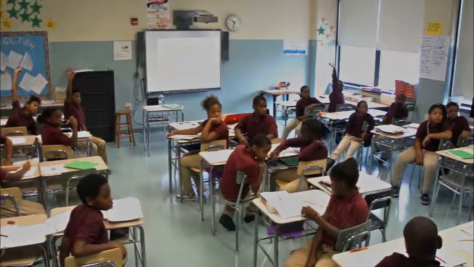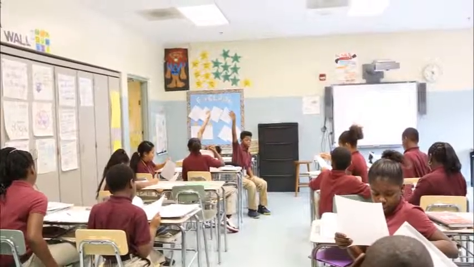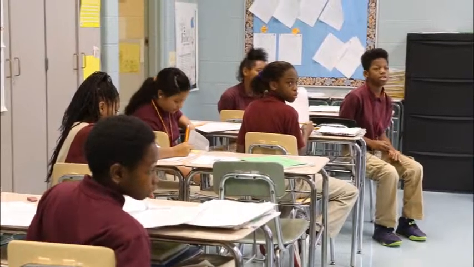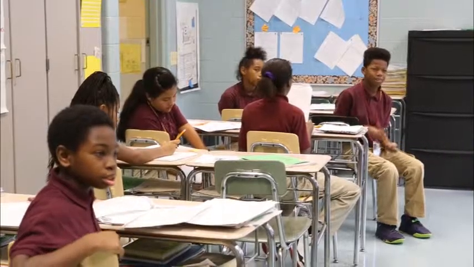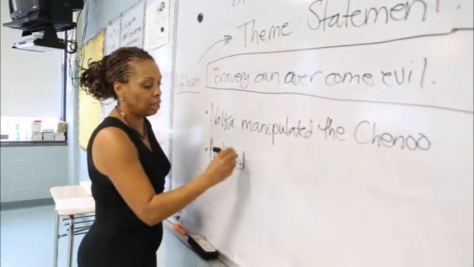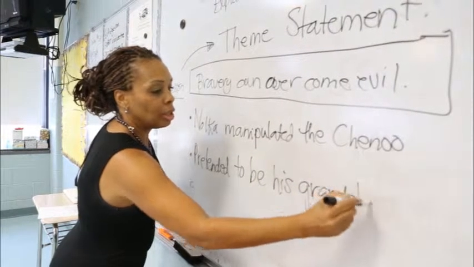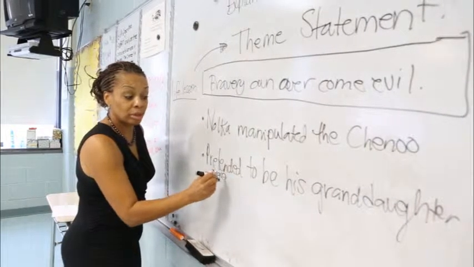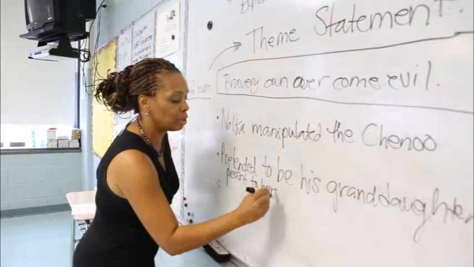Somebody else, give me another piece of textual evidence. She also pretended to be a granddaughter, so the chino wouldn't hurt her. Yeah, basically harm her. She pretended to be his granddaughter to prevent harm to herself, to herself and her brothers.